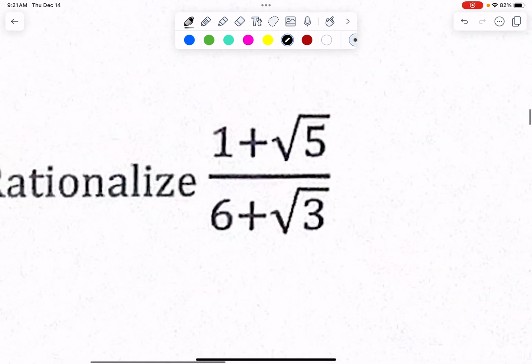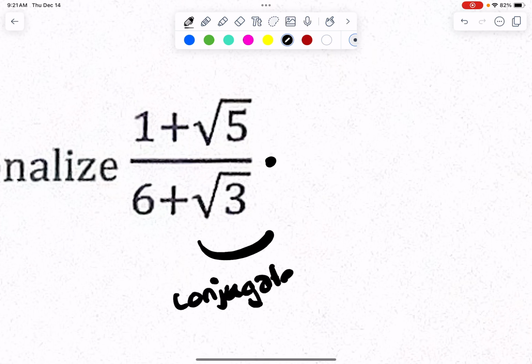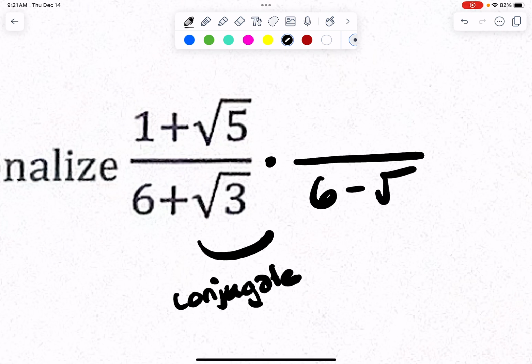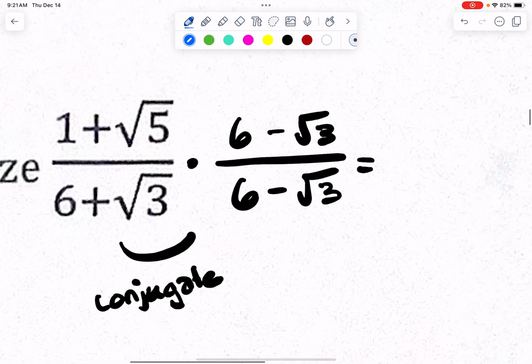Next one, number 17. We want to rationalize, and I think we already did a rationalize one yesterday with i's, but the thing that I have a problem with is having a square root in the bottom. So we want to get it out by multiplying by the conjugate. The conjugate of 6 plus the square root of 3 is 6 minus the square root of 3, but if I do it to the bottom, I've got to do it to the top as well. Then we're just going to do a bunch of FOIL stuff.